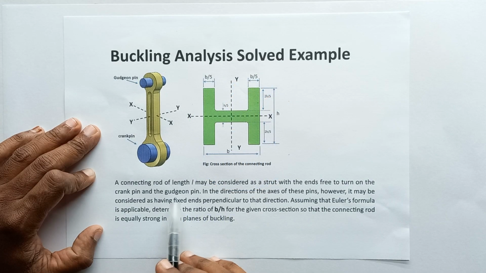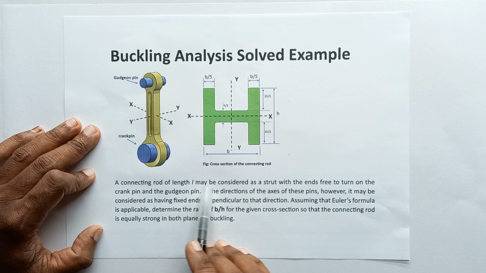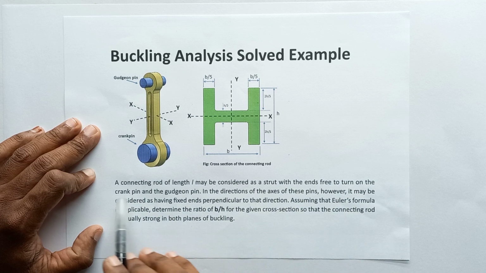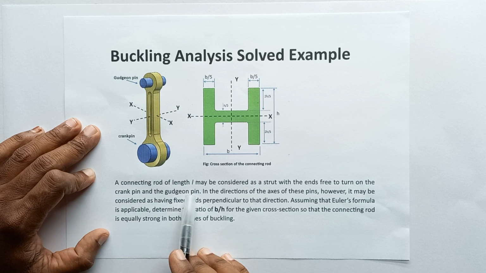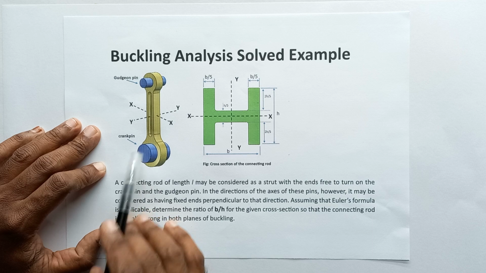This is the problem we are going to discuss in this video. A connecting rod of length L may be considered as a strut with the ends free to turn on the crank pin and the gudgeon pin. Here the connecting rod is given. Here you can see the gudgeon pin, this is the crank.